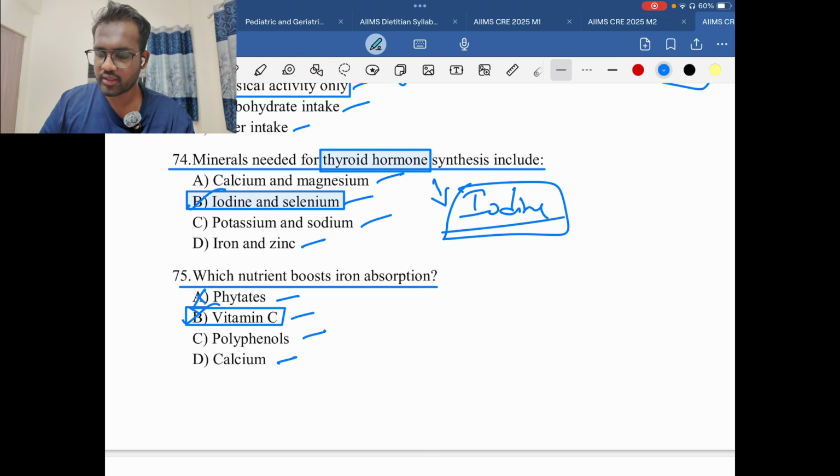Phytates inhibit the absorption. Polyphenols also decrease the absorption. Calcium also is not helpful in the absorption process of iron.